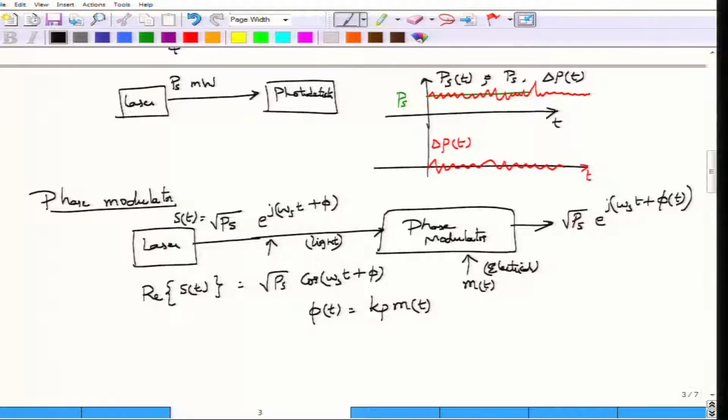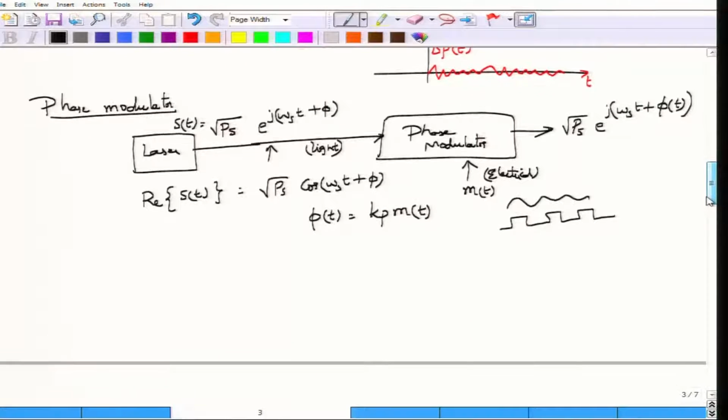M of t could represent an analog signal, or it could represent the pulsed, digital realization of a digital signal. So, it would represent a sequence of pulses. In both cases, this m of t is the one which will actually change the phase of the optical signal. So, this is the time domain description of the phase modulator that is sufficient for us.